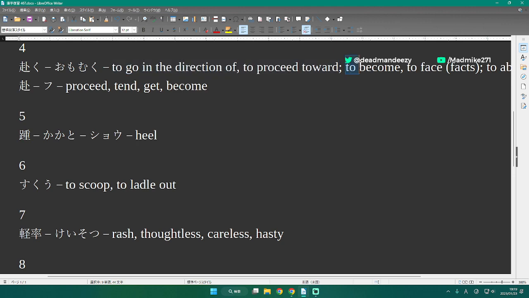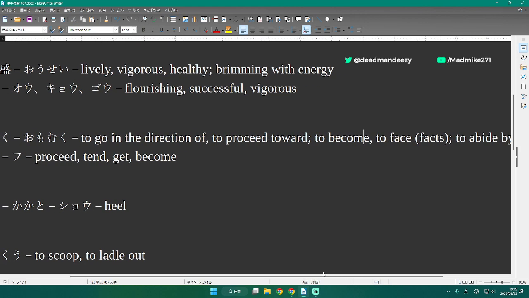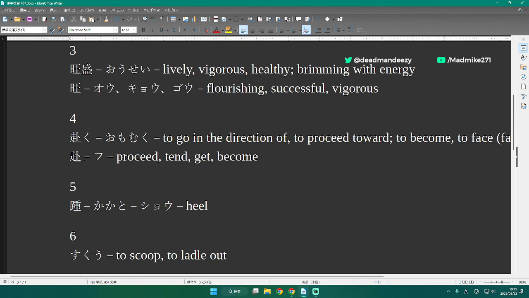It can also mean to become or face facts, or to abide by some divined laws. So, fu hokani omomuku is to run towards something that you already know the direction of, to proceed toward in the direction of something. Omomuku is our intransitive verb for proceeding or going in the direction of. Running with some sense of your destination.